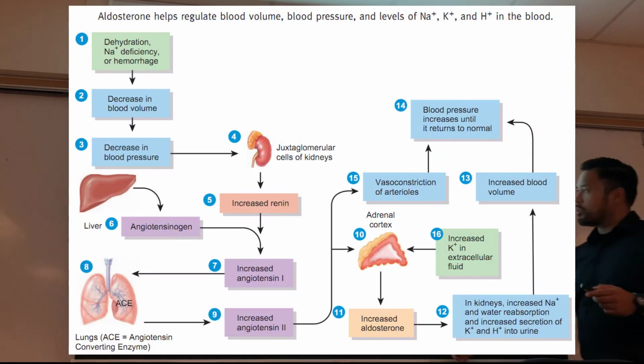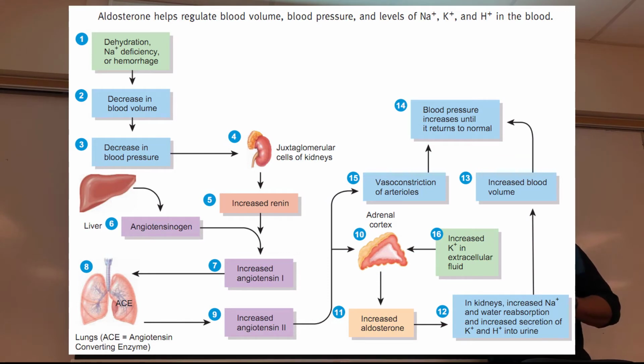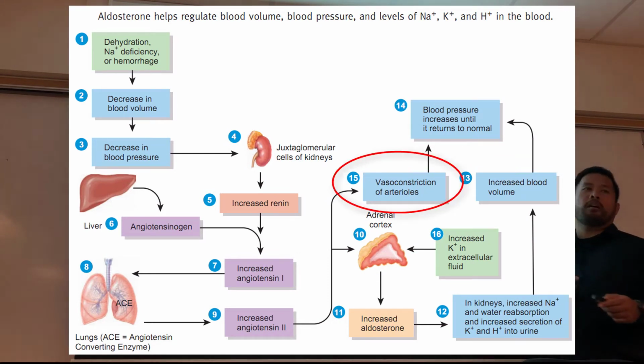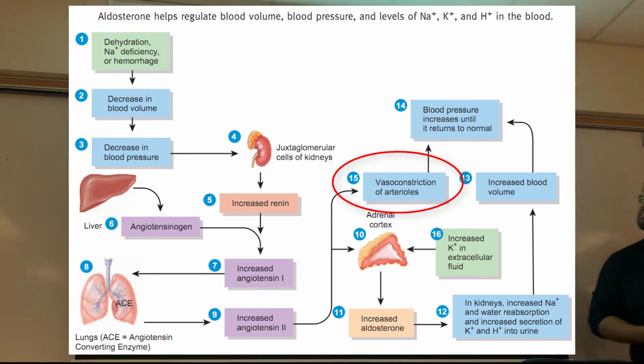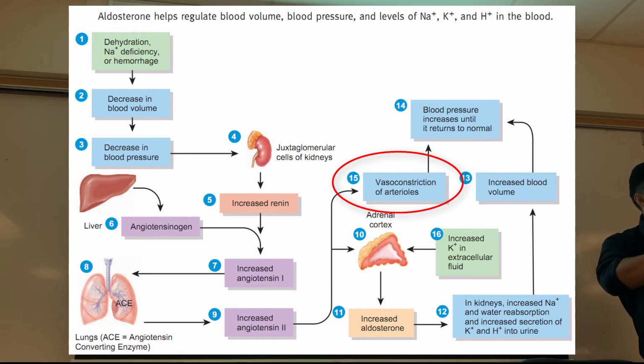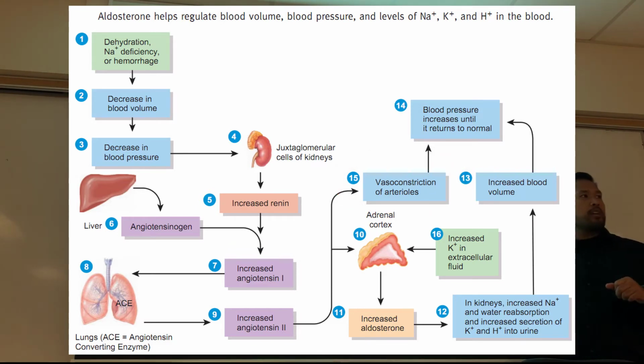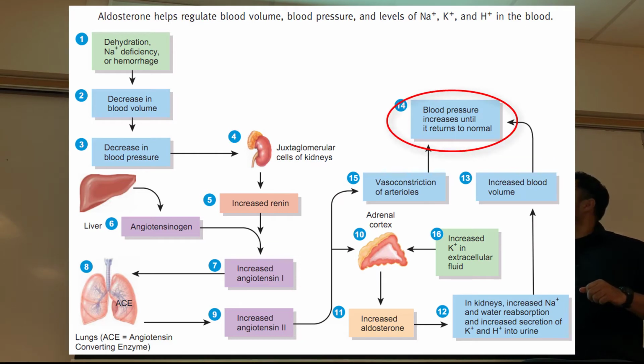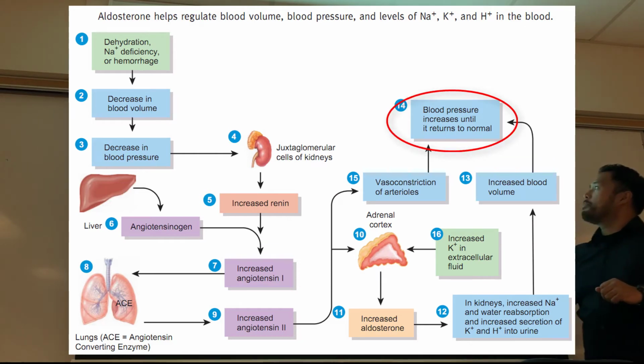Now angiotensin 2, this is the other pathway that I need to describe. Angiotensin 2 comes in and also has a direct effect on the arteries, where it's going to cause vasoconstriction. Now take a bunch of whatever remaining blood is in the arteries and squeeze them. And what that's going to do, it's going to increase blood pressure. So therefore blood pressure raises back up.